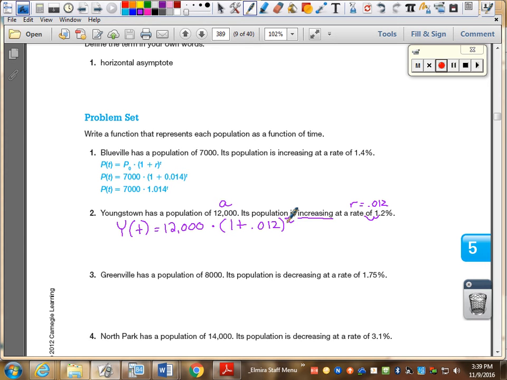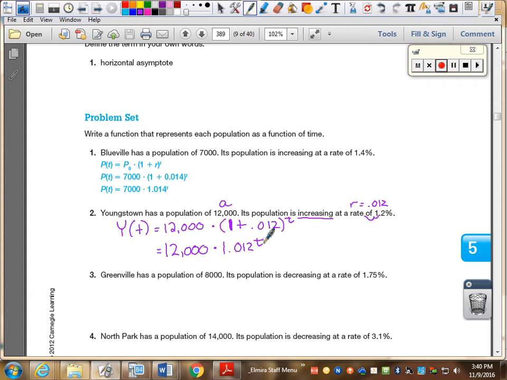Now, why is there a 1 here? The 1 is so that when you distribute, you don't distribute. But if you were to distribute, it's counting the 12,000 you started with and adds on the 12,000 that you're multiplying by the increasing rate. Okay? If you don't understand why there's a 1 there, that's fine. Just don't forget that it's there. So 1 plus that, 0.012 would be 1.012 to the t power. So we just added those together and simplified.